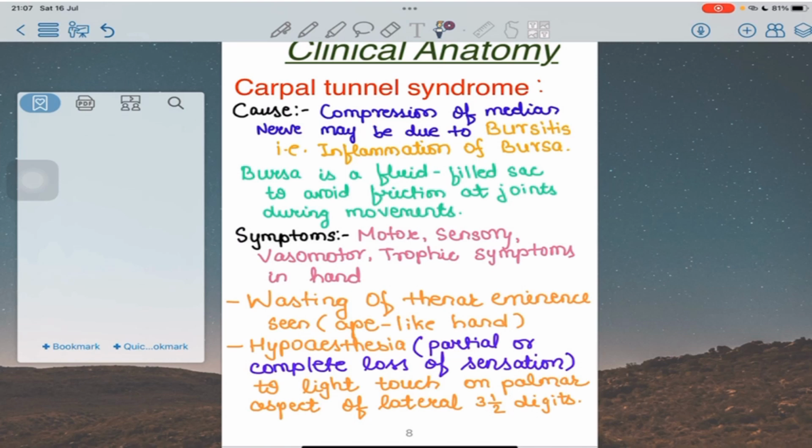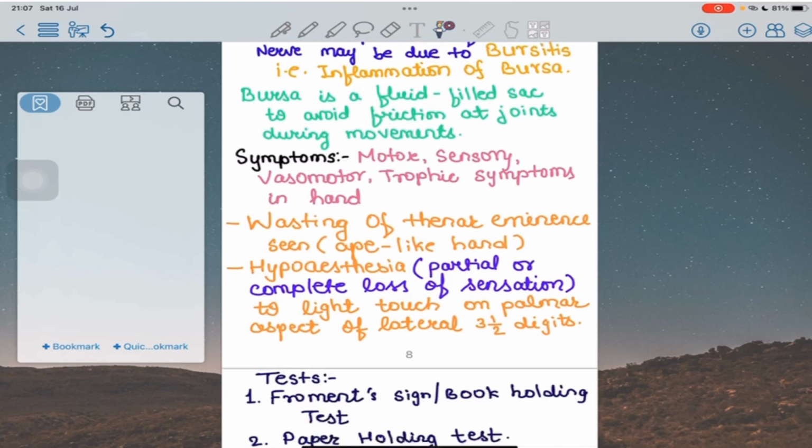And whenever this median nerve which is supplying these structures is compressed, definitely the sensations on this part would be lost. So the partial or complete loss of sensation, which in one word is hypoaesthesia, to the light touch on palmar aspect of lateral 3.5 digits. Loss of sensation on this part.